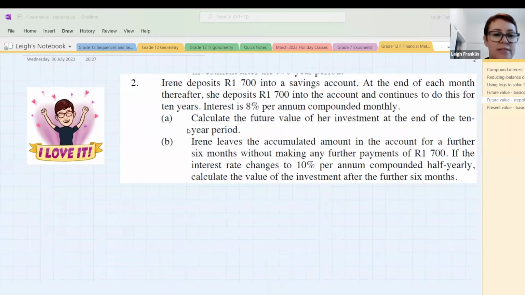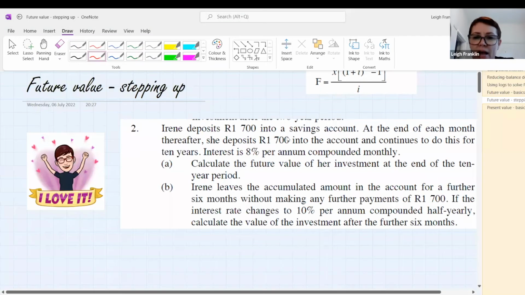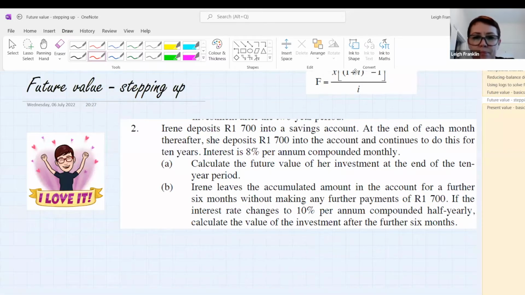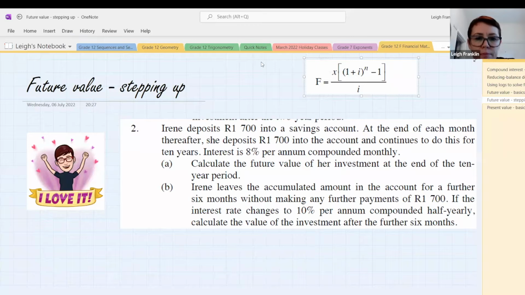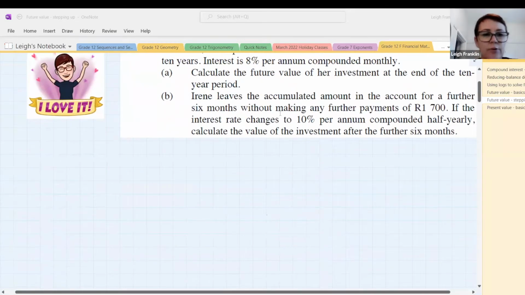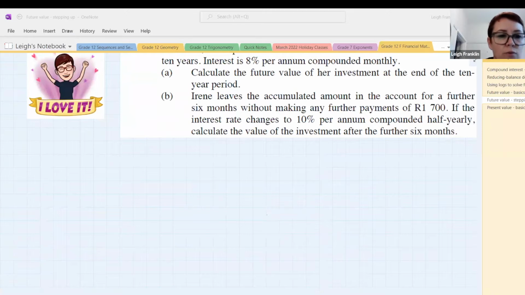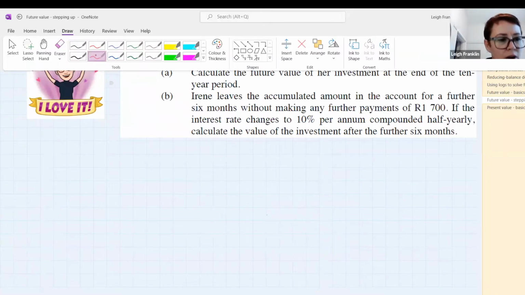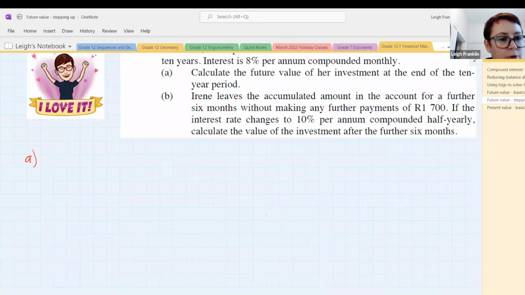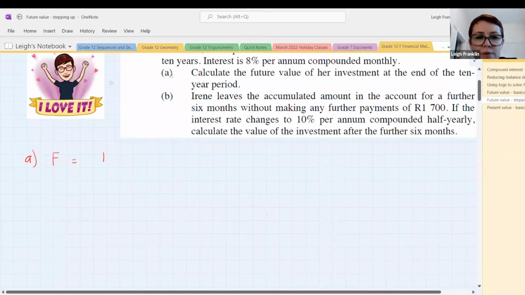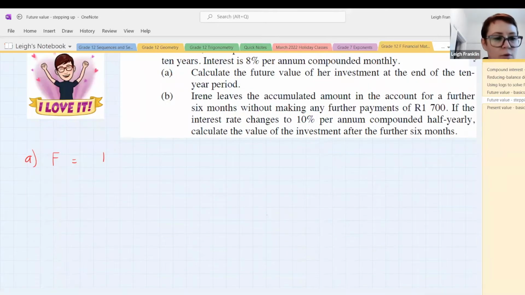So this 1,700 Rand, what does it represent in our formula? Is it our F, our X, our I, our N? What do you guys think? Indeed, it is our X. They're asking us to calculate the future value. So in this case, we can all do this together. When we calculate our future value, we've got 1,700. Sorry, I don't know if it was 1,700 or 1,750.